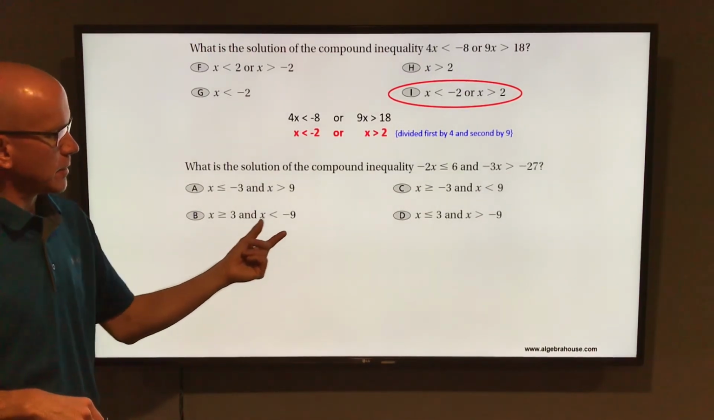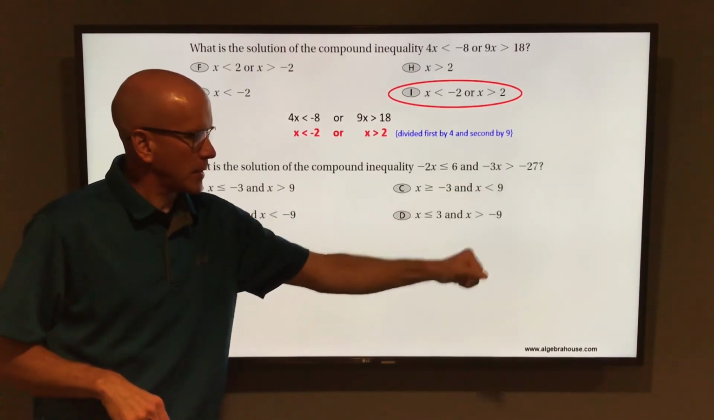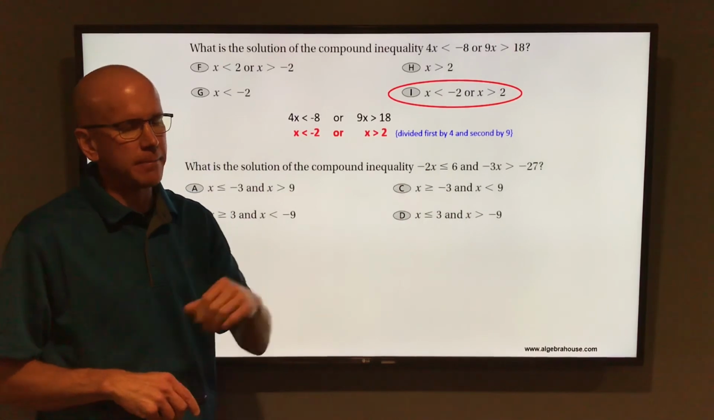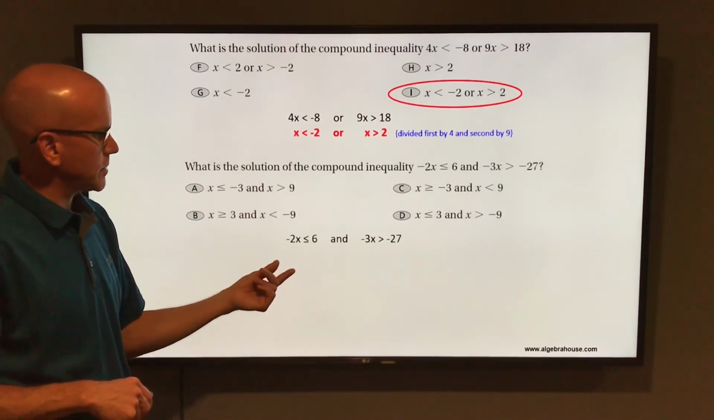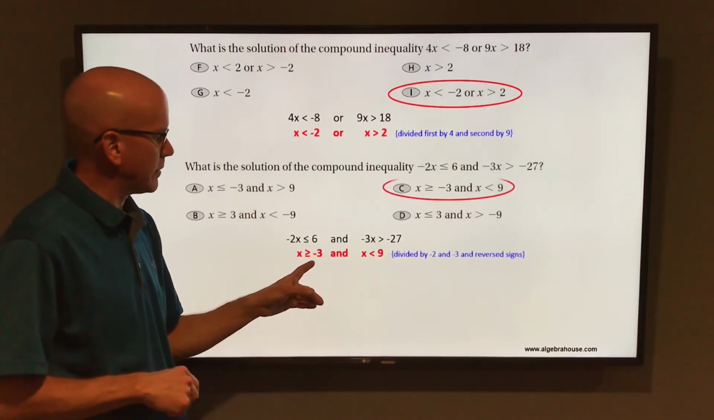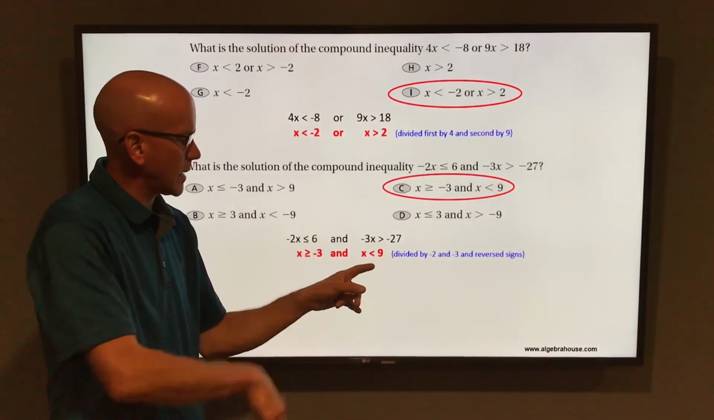Solve this compound inequality. Negative 2x is less than or equal to 6, and negative 3x is greater than negative 27. This is an and inequality. So negative 2x is less than or equal to 6. Divide each side by negative 2. Get x is greater than or equal to negative 3. And for the negative 3x is greater than negative 27, x is less than 9.